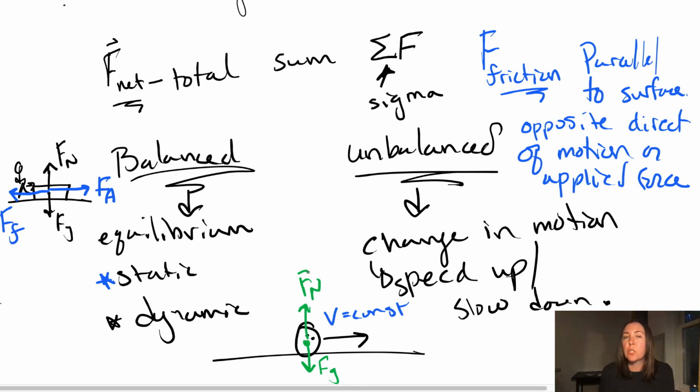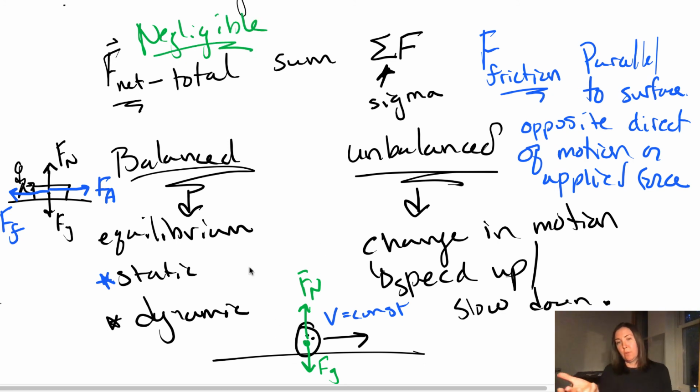There are no other forces acting on this ball as it's rolling. You could say friction, but if we assume that friction is negligible, meaning basically zero, then there are no other forces pushing or pulling on it. The up forces equal the down forces. It's in dynamic equilibrium because the forces are balanced and it's moving at a constant speed.